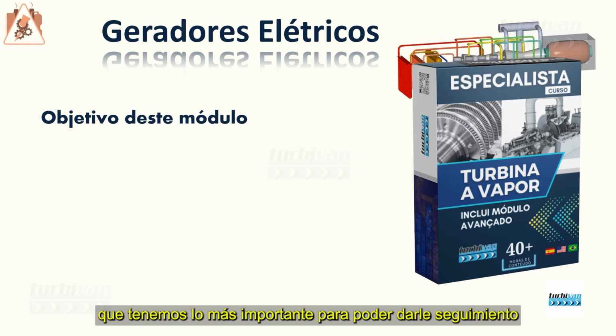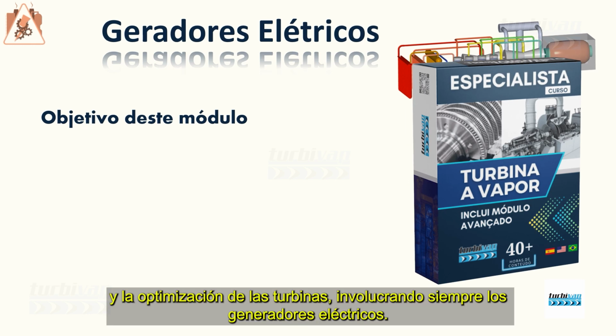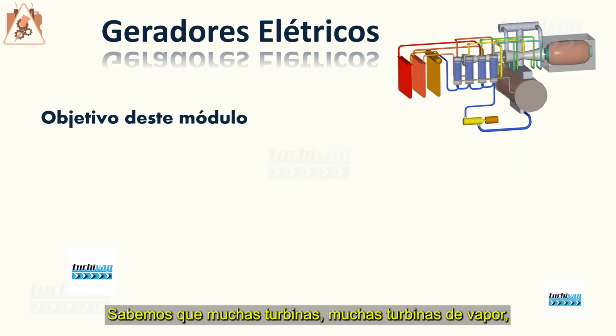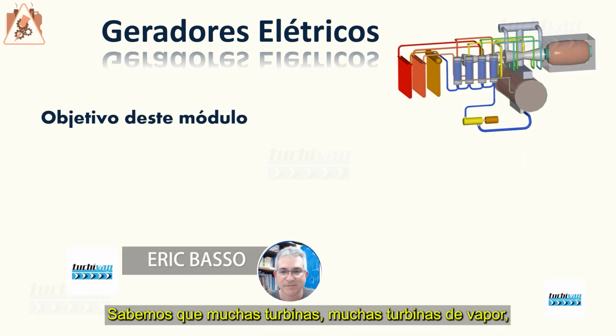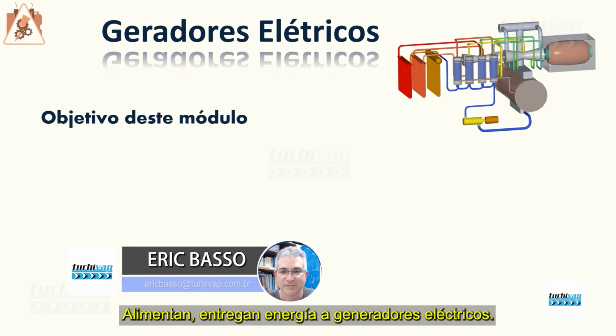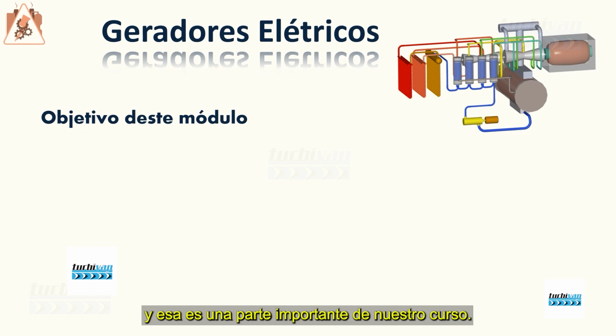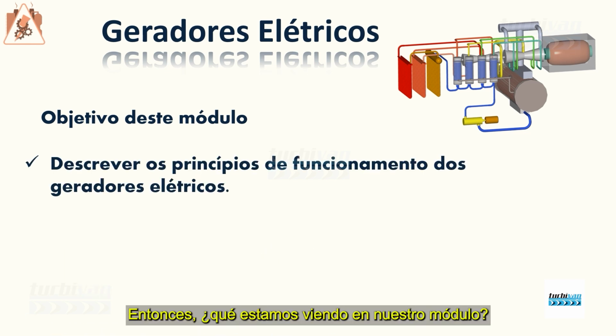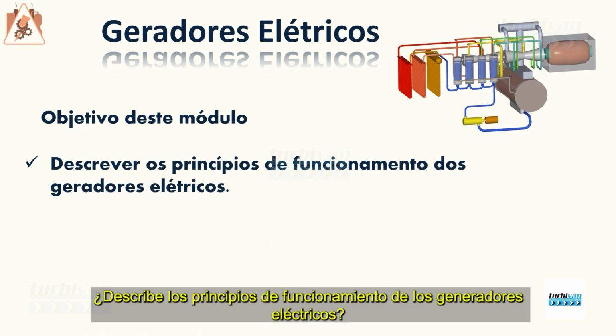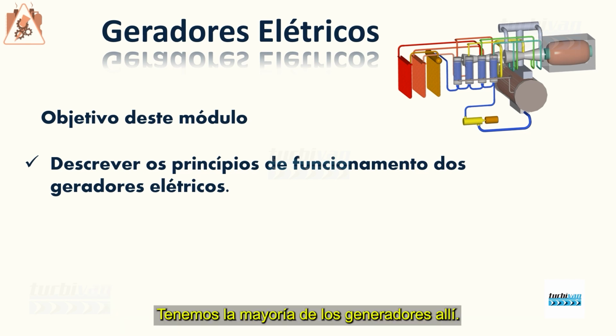We know that many turbines, many steam turbines, deliver power to electric generators, and that's an important part of our course. So, what are we seeing in our module? Describe the operating principles of electric generators. Most of the generators that we use in the processes are synchronous generators. I will explain what a synchronous generator is.